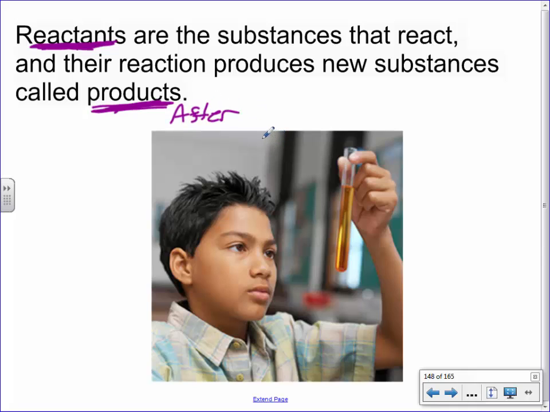After a reaction takes place, what you're left with is a product, whereas a reactant is what you have before. And really, if the chemical properties change from before to after, then you have a chemical reaction.